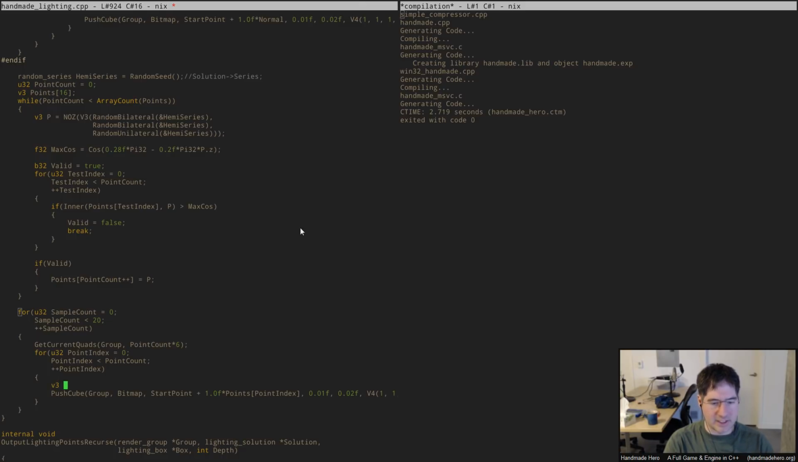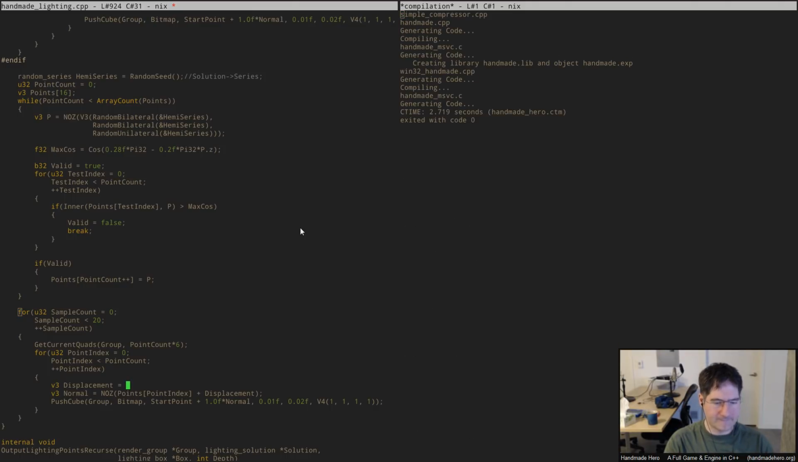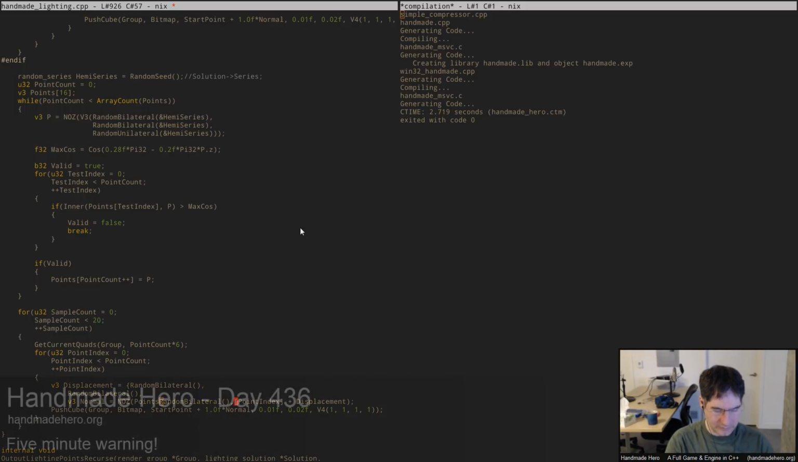So we'll say that the normal equals normalizer 0 of the points, point index, and for each one of those points we'll do a displacement. Actually, you know what? I'm just going to do it this way. Oops.